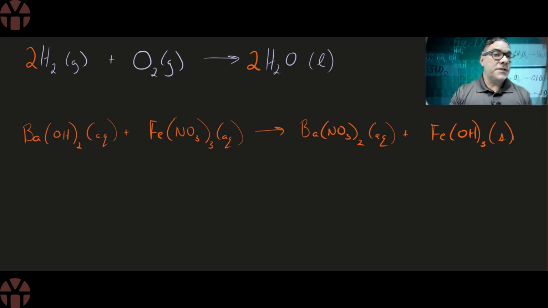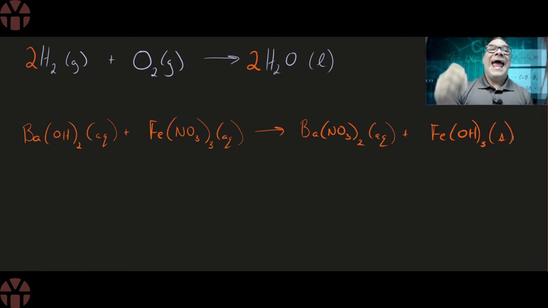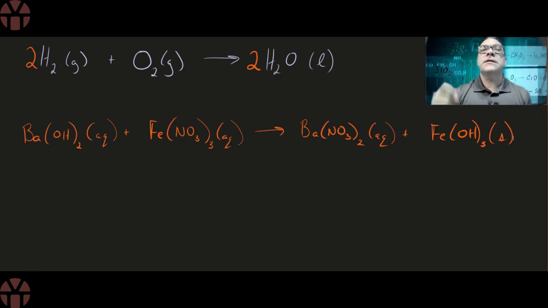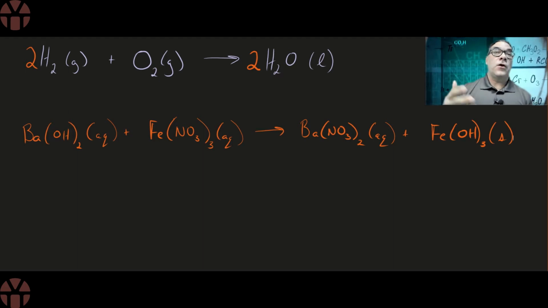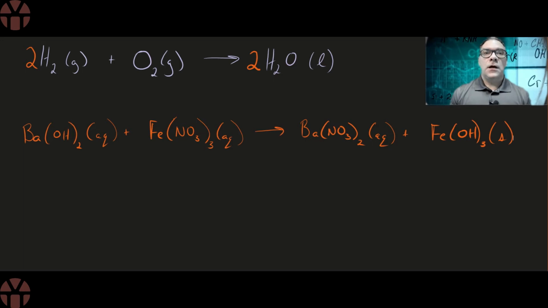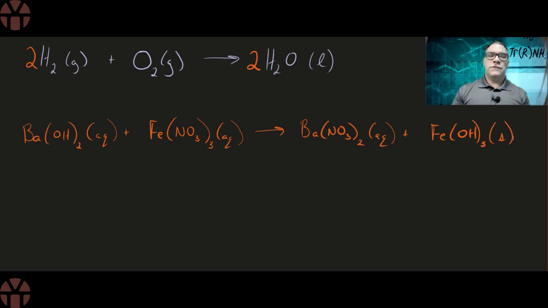Now I can take that a step further because I also have states of matter. So I could say a solution of barium hydroxide reacted with a solution of iron 3 nitrate. And in doing so, it produced a solution of barium nitrate and iron 3 hydroxide as a solid. Now we'll talk about that later on, but I could also say as a precipitate, right? Something that fell out of the solution.